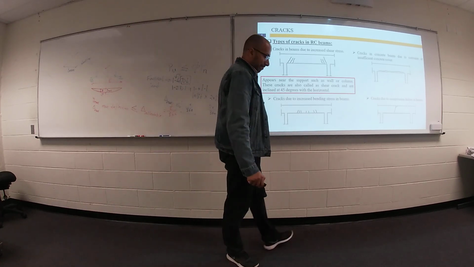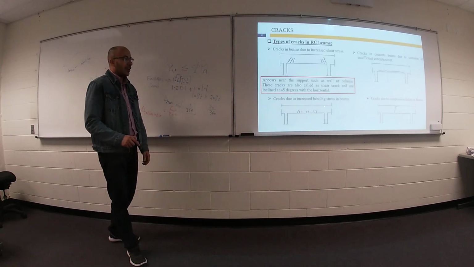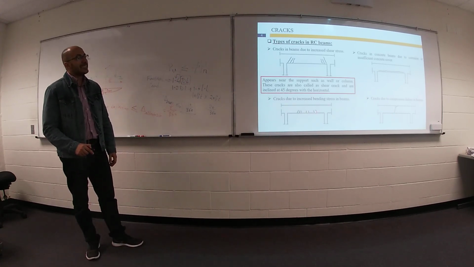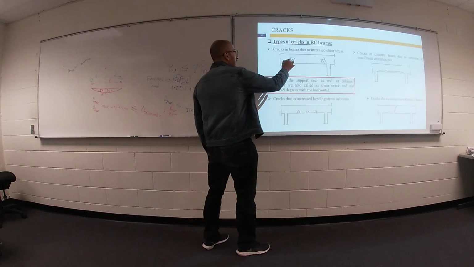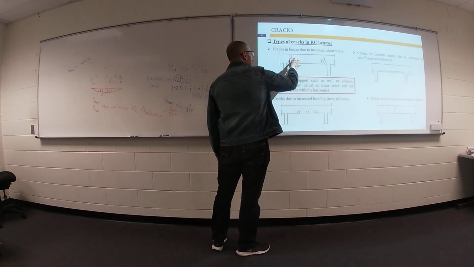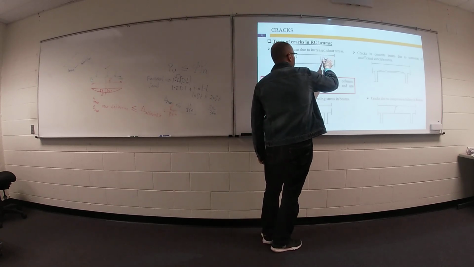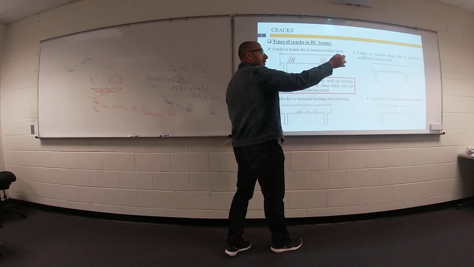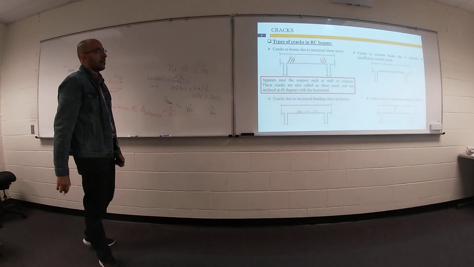Second type of crack. Let's start with this one. We have vertical cracks. So the first one, we don't have enough stirrups at this location. We don't have enough stirrups, which are called transverse reinforcement. We can call it shear reinforcement for this beam.